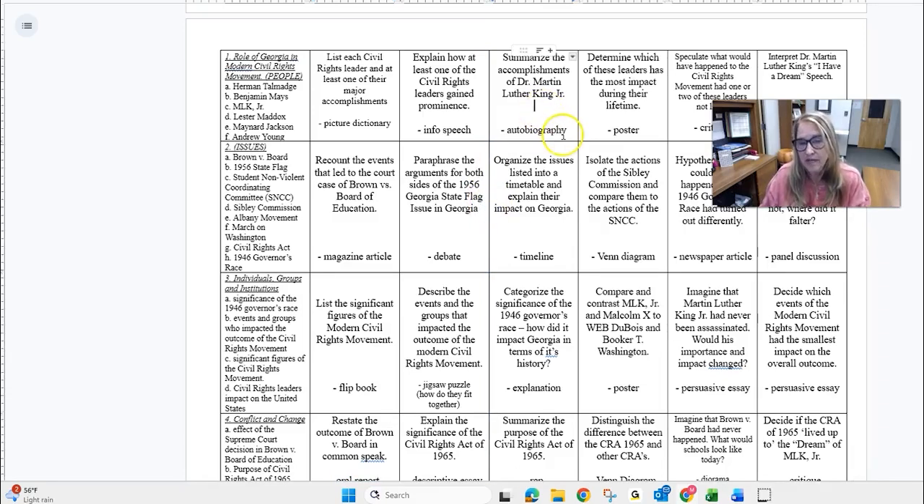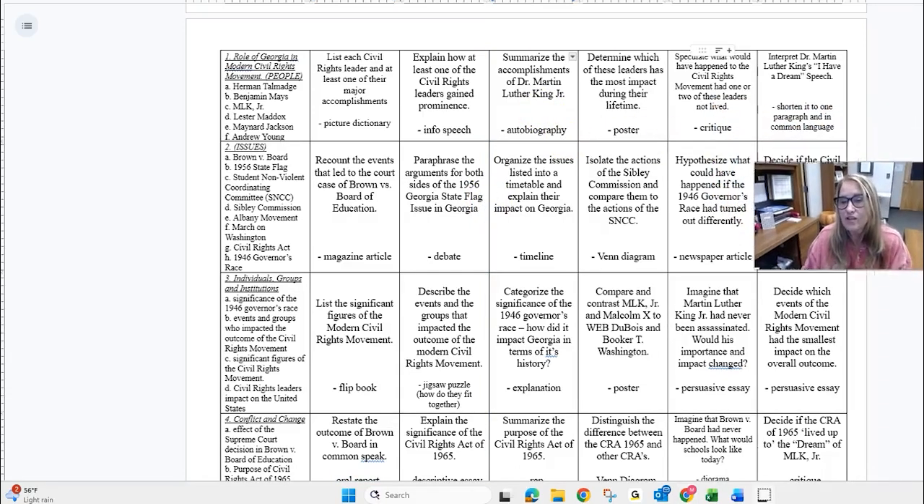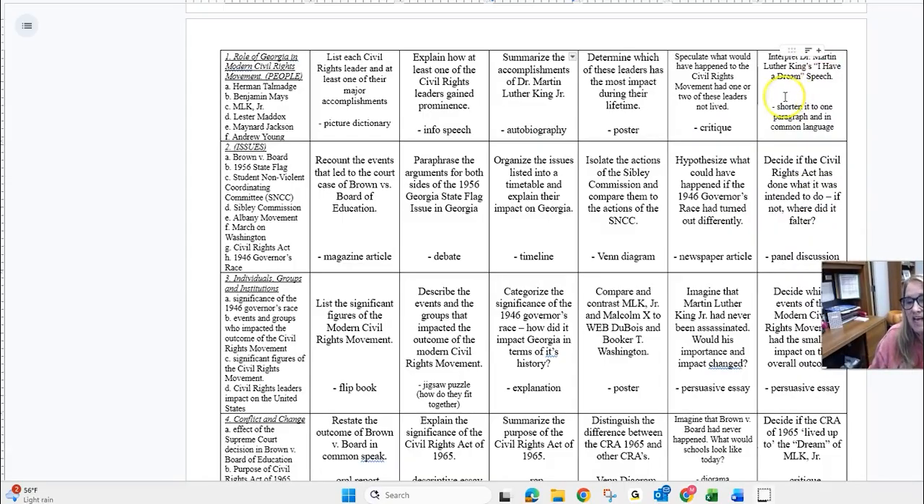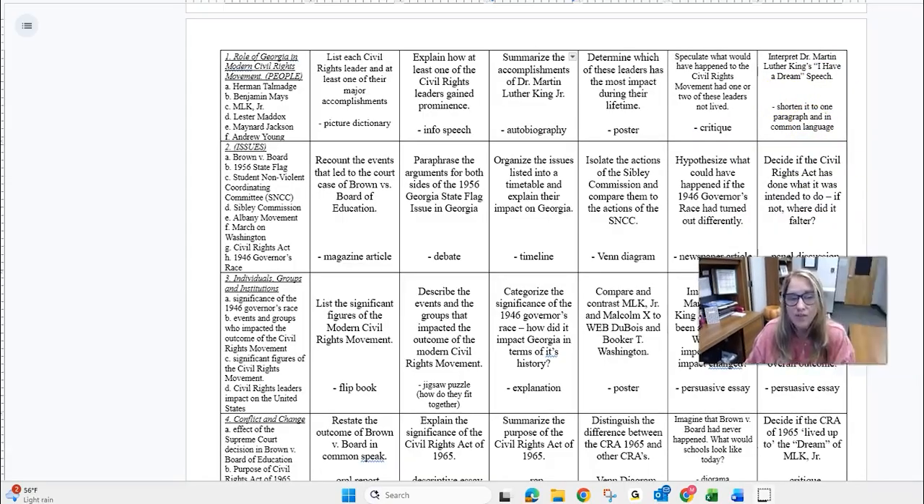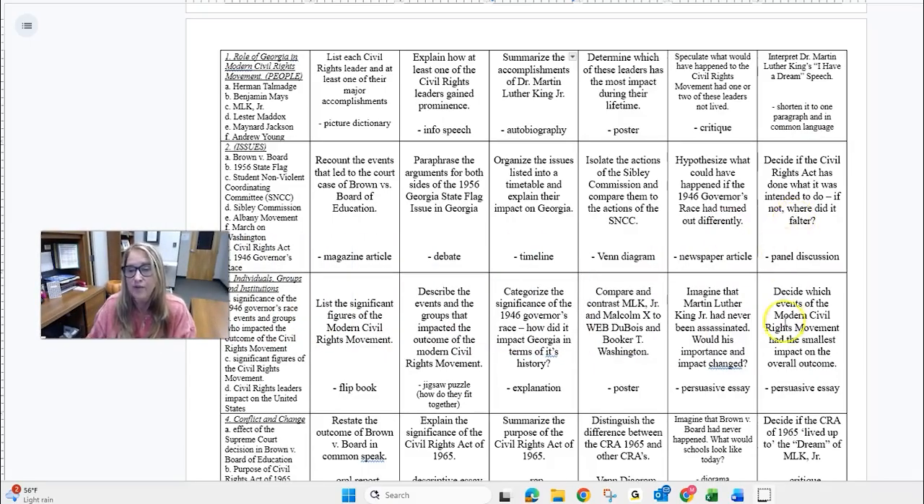Summarize the accomplishments. Well, that's an easy one. Let's get a little farther. Interpret I Have a Dream. Shorten it to 1 paragraph in common knowledge. Well, they really have to understand what's important there.